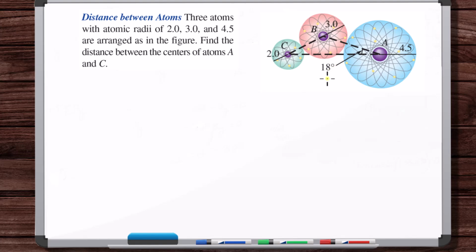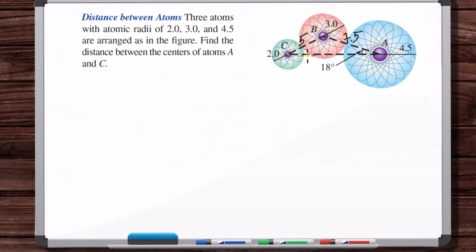So here's an interesting application of where solving a triangle is useful. We know bond lengths of atoms, which in general you just think about as combining the radii. So here this bond length would be 2 plus 3, so this distance here is 5, and then this distance here, 3 plus 4.5, is 7.5.